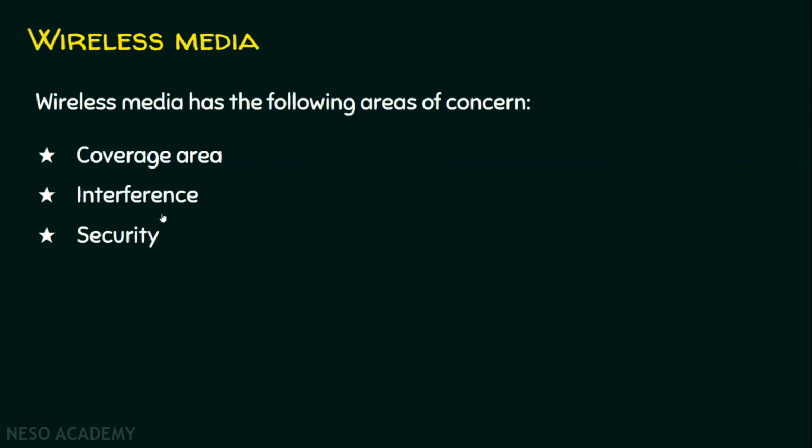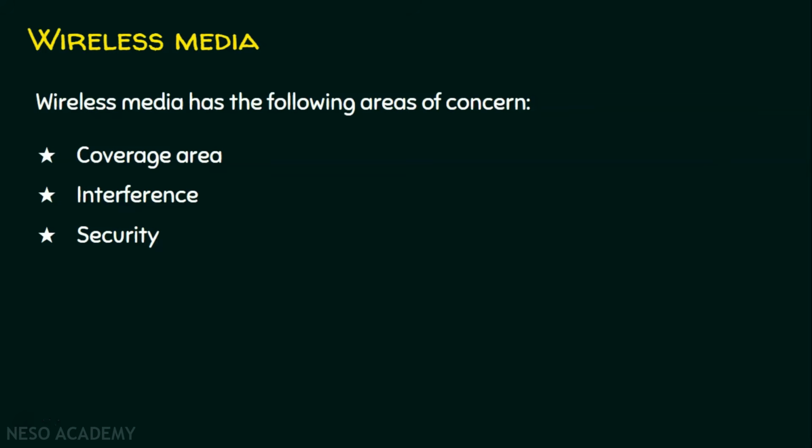We have interference because two or more radio waves can interfere with each other. So interference is the second area of concern. And finally, the security. As far as wired network is concerned, it has somewhat better security than wireless network. Why? Because the data will ultimately be going through the cable or the wire. In wireless technologies, the data can't be unicast because if one node is sending the data, then all the nodes in the coverage area will be receiving the data. There is always a security concern with wireless media.